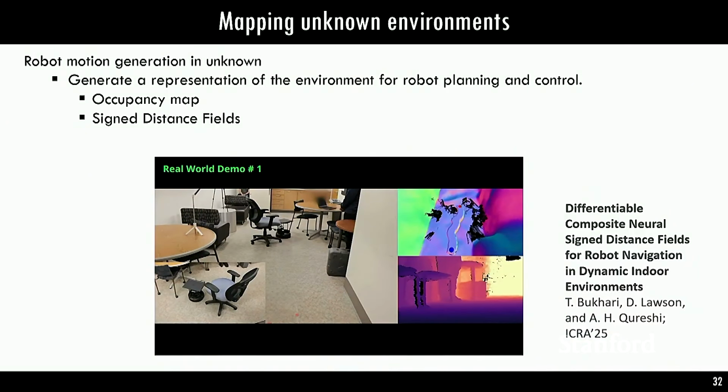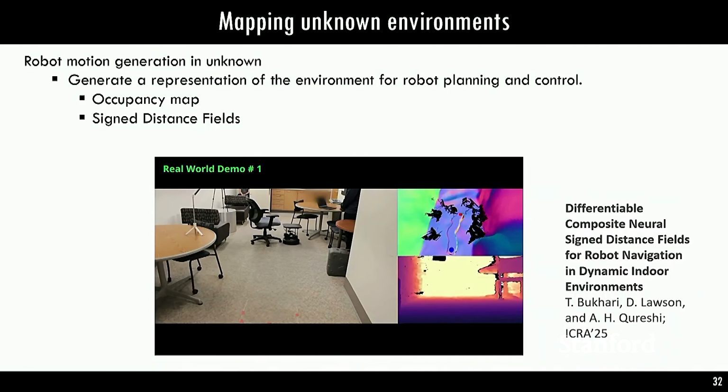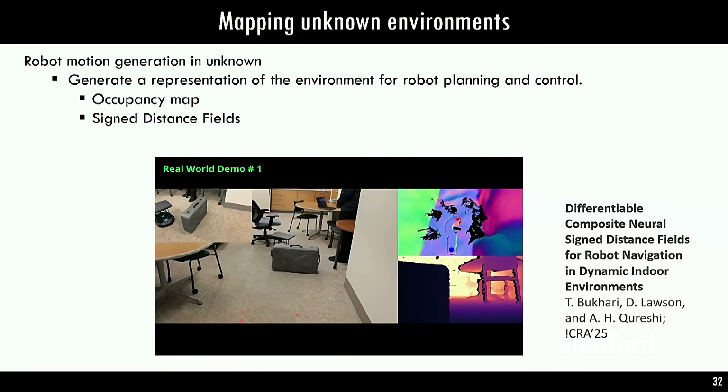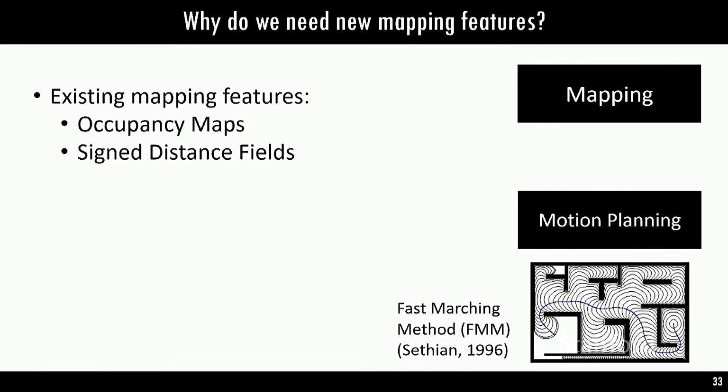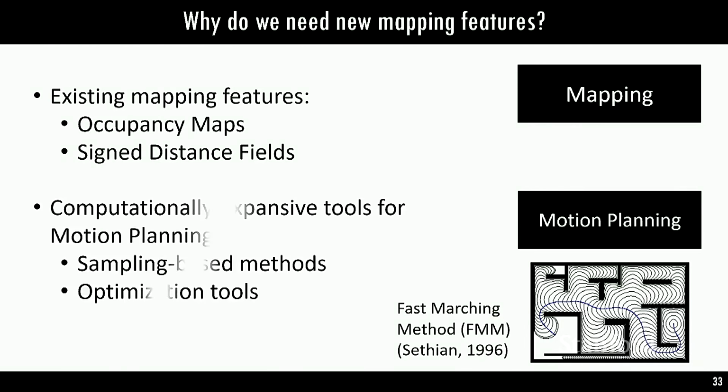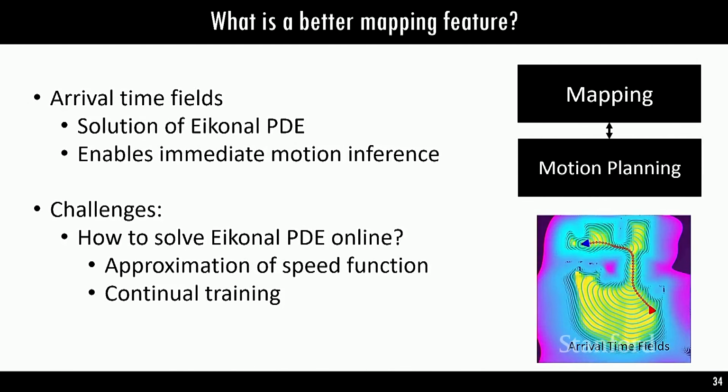One reason we think the motion planning problem is computationally expensive is that your mapping feature is not good for motion planning. There is a huge gap between your mapping features and your motion planner. You have the signed distance field or occupancy map that necessitates building some computationally expensive tools for motion planning. For example, to translate those maps into C-space, you either have to use a sampling-based technique or optimization. Then you find a trajectory in your C-space. So can we have a better mapping that does not require these very complex tools?